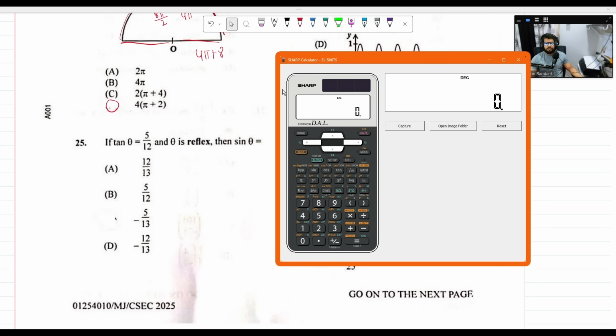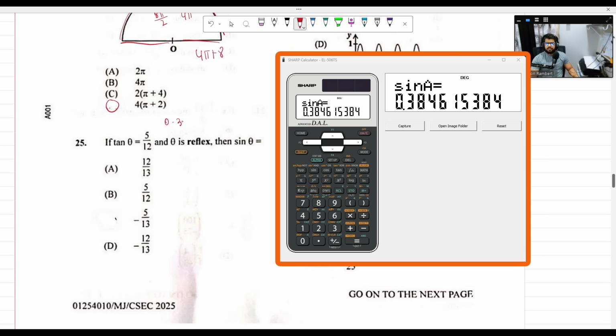So what I'm going to do is calculate what theta is. Theta is tan inverse of 5/12. Again, something irrational, but my calculator knows the whole value of this, so I'm going to store that in A. Theta is stored in A. Sine theta, which is sine of A, is 0.384615384. That is sine of theta. I want to see which one of these answers is 3.84 and so on.